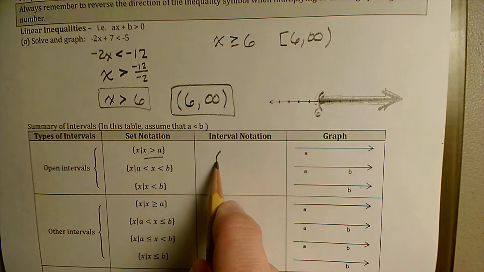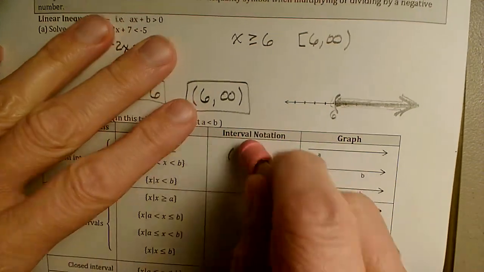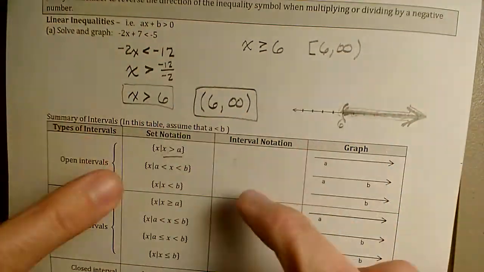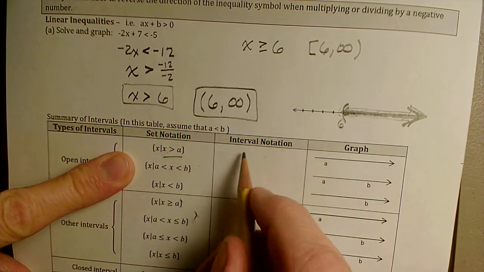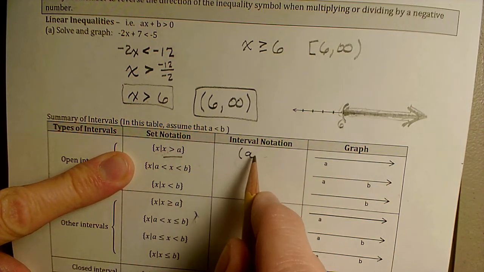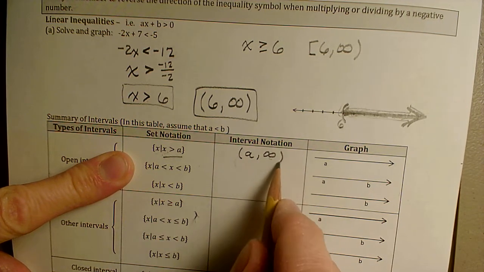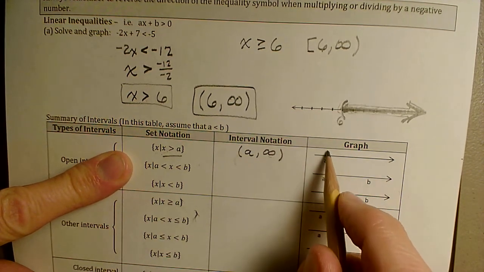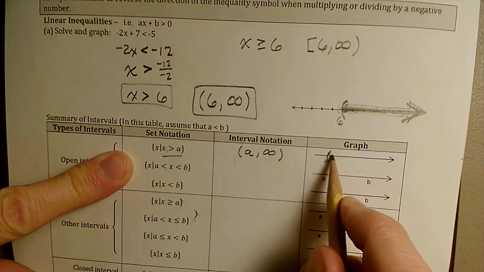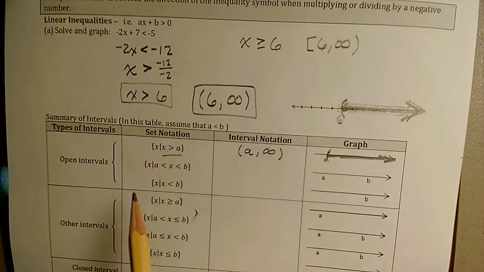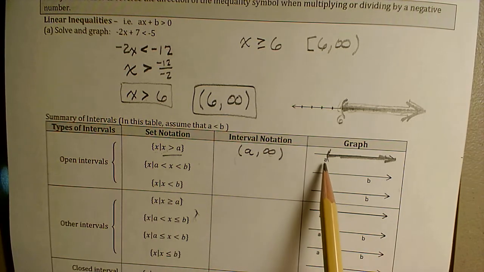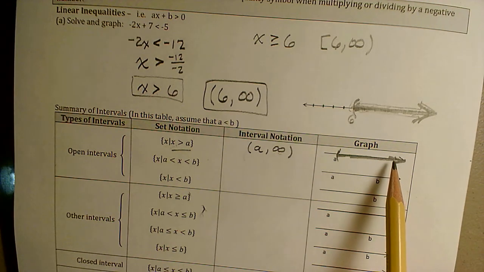So it's a parenthesis. Let me leave some space because I want to make sure I have room to do all 3 of these. So I need 3 intervals here. It's going to be A and then up to infinity. And how would we graph that? Well, a parenthesis at A and then shading to the right. So greater than A. We'll start at A with a parenthesis and open it to the right.